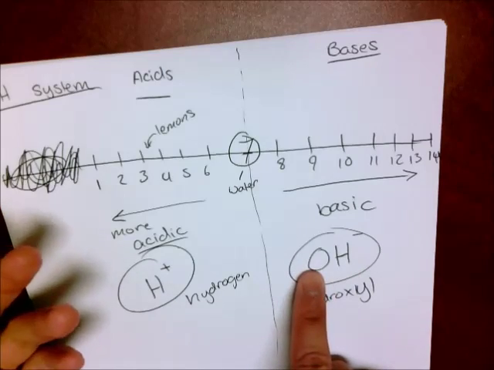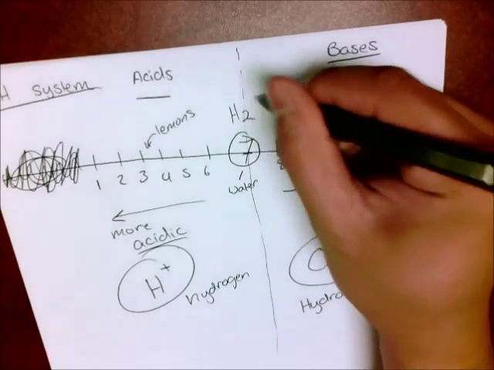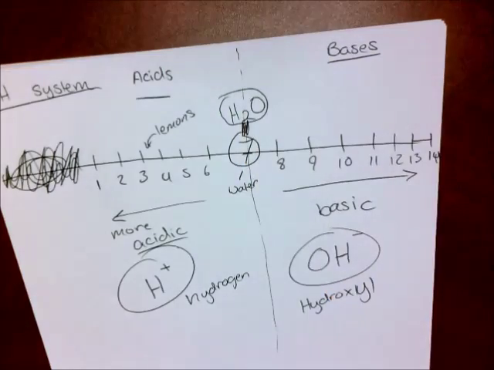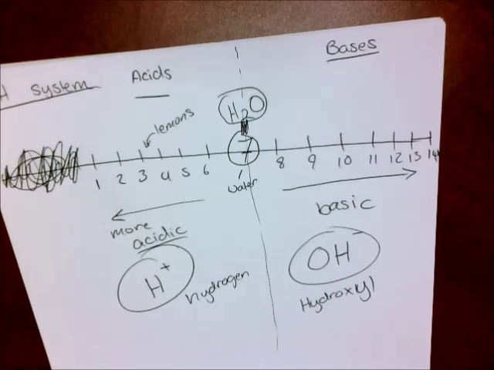What is the chemical formula for water? Exactly right. It's H2O. Okay, so water is right in the middle here. All good? So this is how the pH scale works.